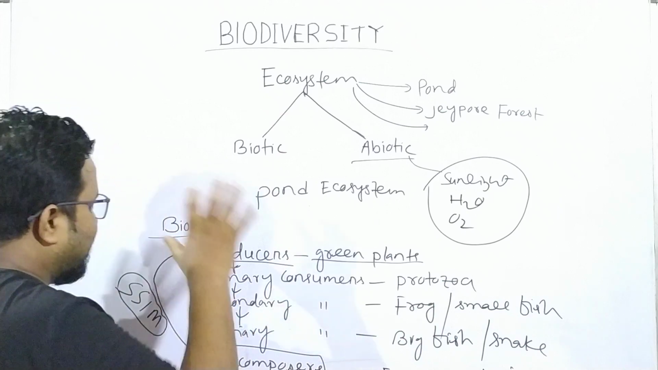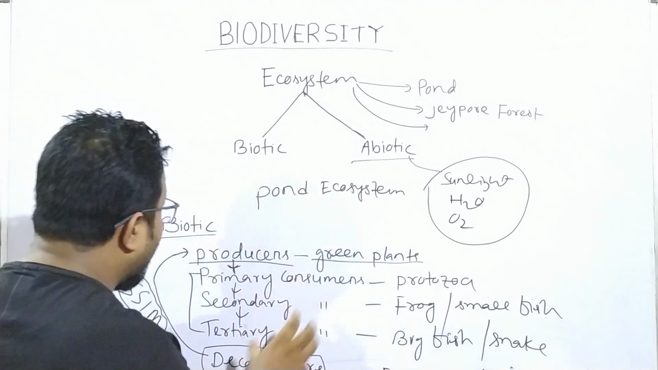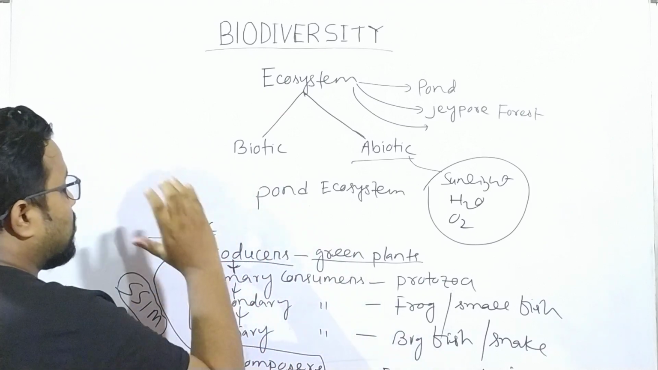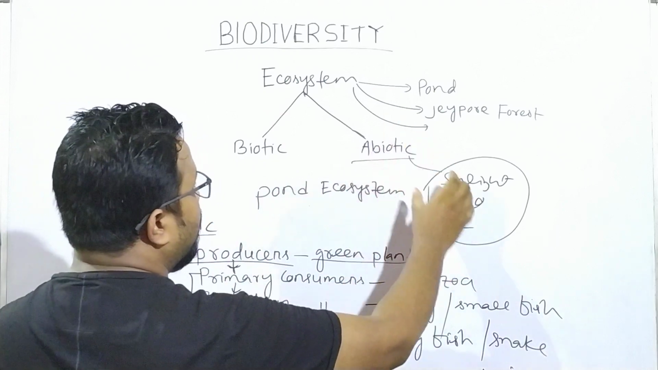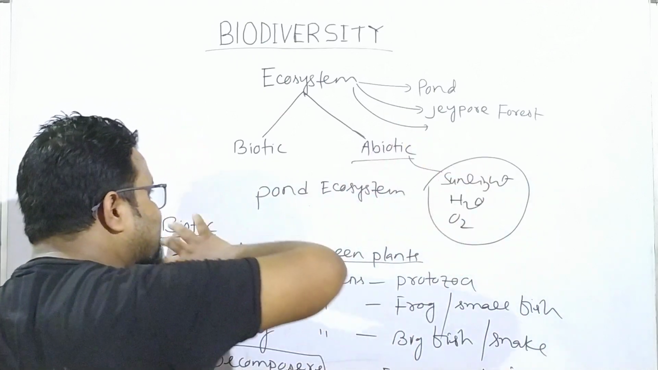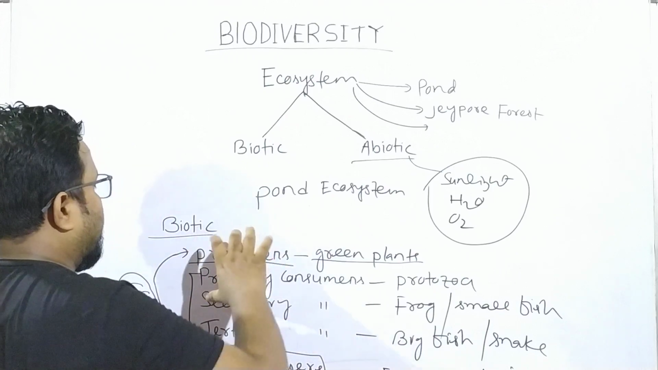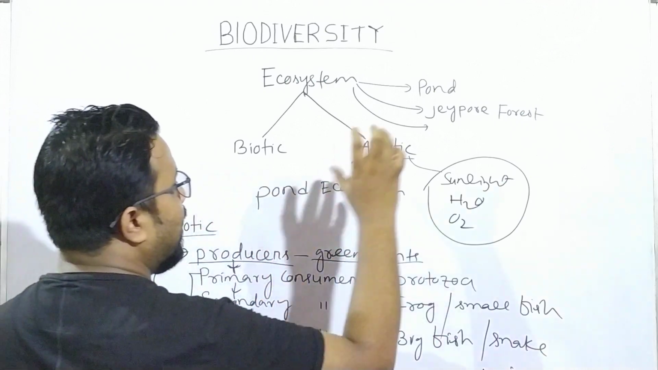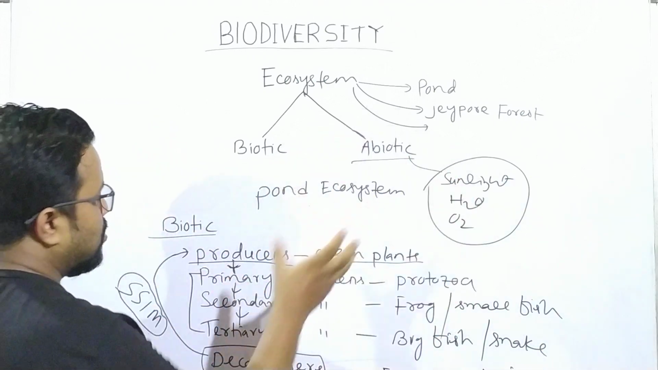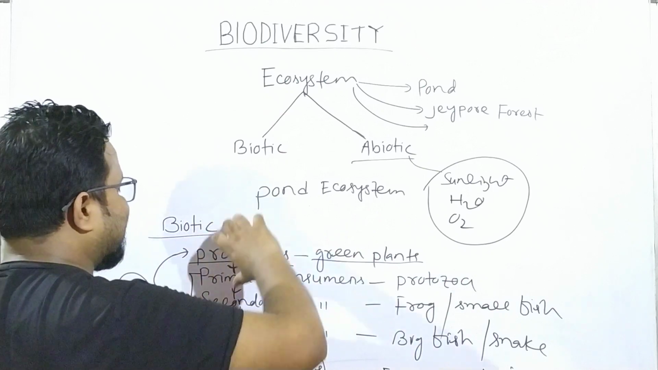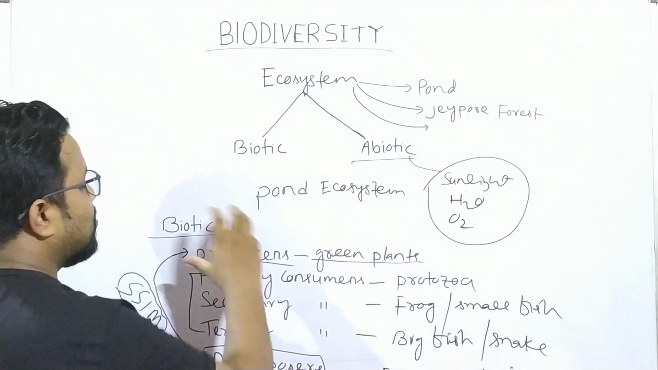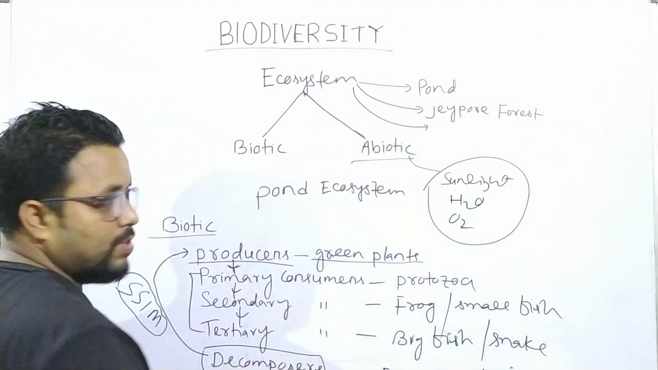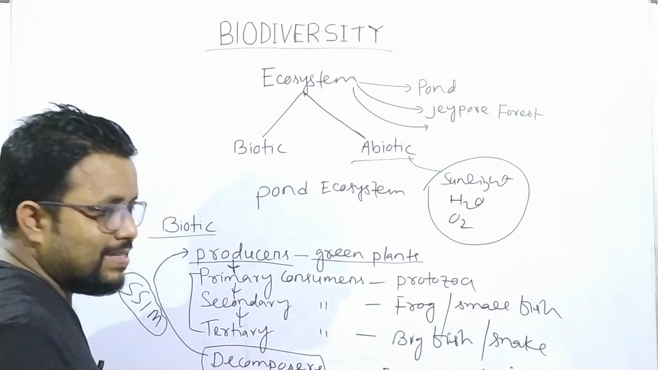So finally we can conclude that these biotic components interact among themselves. In addition to that interaction, these biotic components also interact with the abiotic components, which are mainly sunlight, water and oxygen. This is called what? Ecosystem. What is ecosystem? These biotic components interact among themselves and also interact with abiotic components. This is what an ecosystem is.